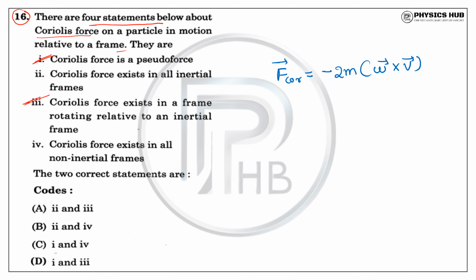Next, the Coriolis force is stronger at higher altitude and has no effect at the equator. And the Coriolis force is perpendicular to the axis of rotation. So option D is the correct answer, that is 1 and 3 are correct.